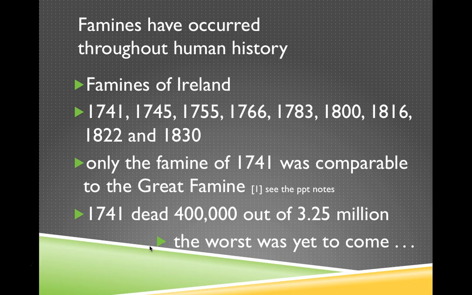It was only the famine of 1741 that was going to become close to the mortality that was eventually to be seen in the mid-1800s. In 1741, there were roughly 400,000 who died, out of a total population at the time of about 3.25 million.